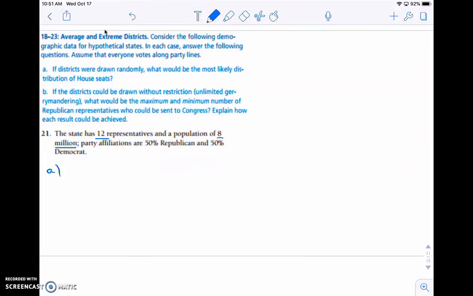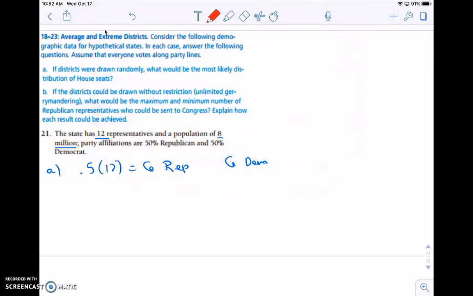If the districts were drawn randomly, what would be the most likely distribution? Well, you would just expect 50% times 12 is 6, so you'd expect 6 Republican representatives, and also 50% of them would be Democrats. So 6 Republicans and 6 Democrats is what you would expect if everything was randomized. However, if the districts could be drawn without restriction, so unlimited gerrymandering, what would be the maximum and minimum number of Republican representatives who could be sent to Congress, and we're going to explain how these results can be achieved.